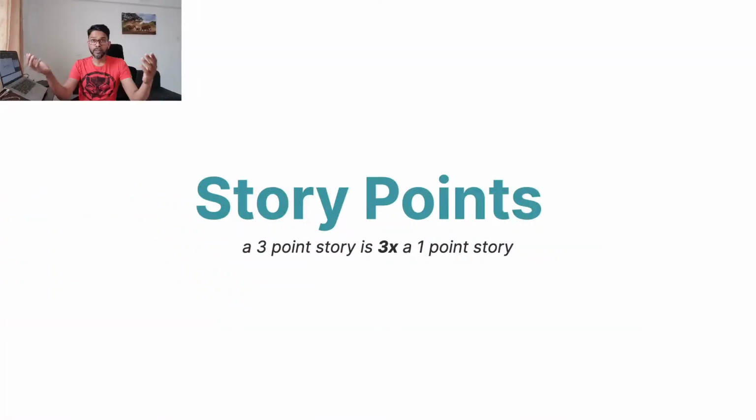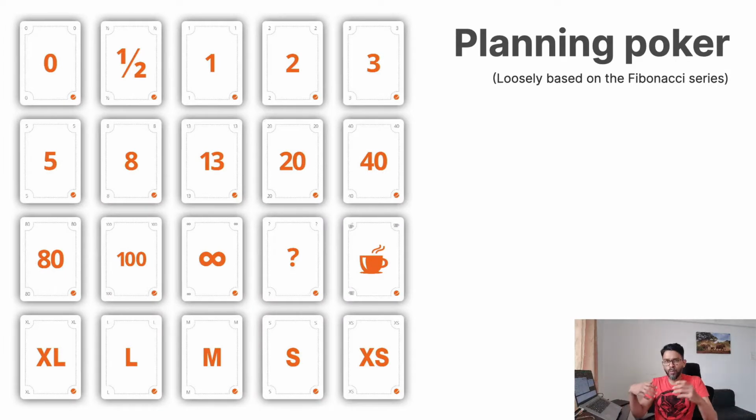So every team, every software project is going to have its own measure of what a story point is. The only thing to keep in mind is that if you're saying something is 3 points big, then it's three times or roughly three times the size of a 1 point story. Now, as I mentioned, we play planning poker, and usually that happens with a card deck that looks like this.